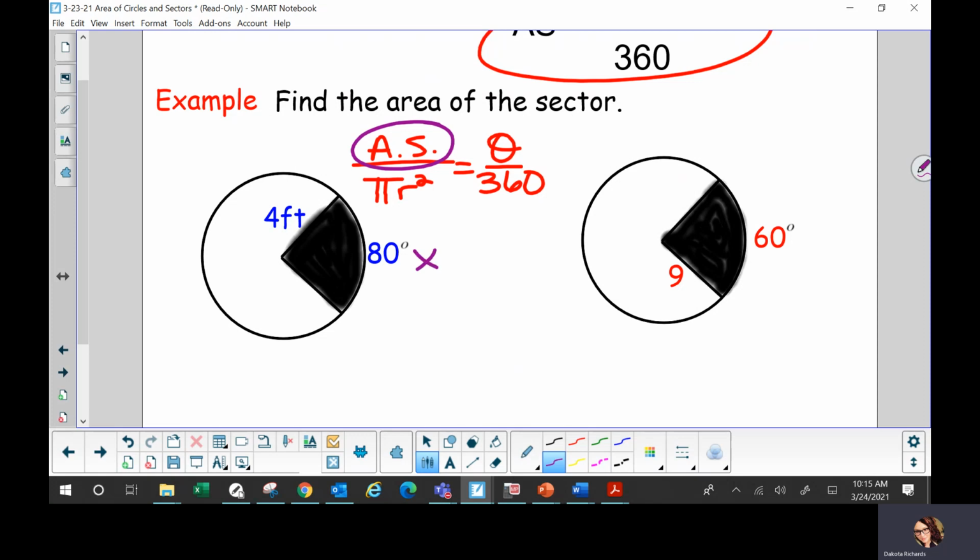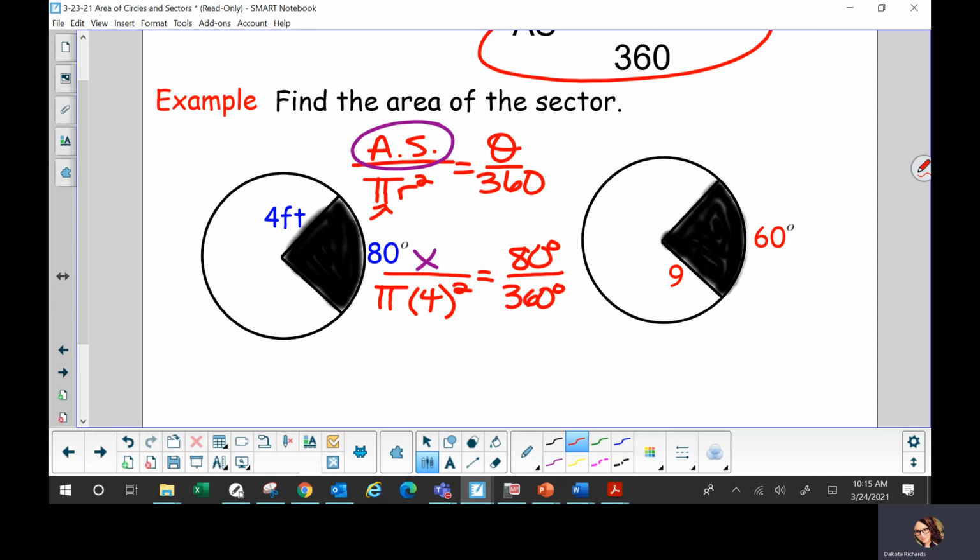So that's your x. Then we have pi times r squared. What is r? 4. What is your arc measure? 80. And that's over 360. It's very much the same, except instead of the circumference formula right here, it's the area formula.